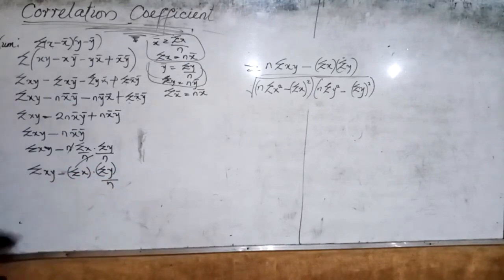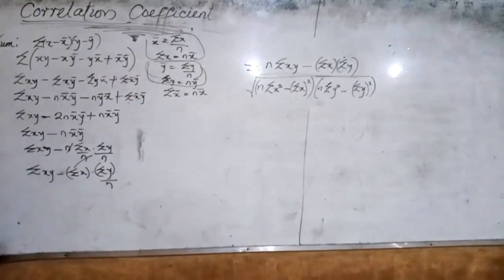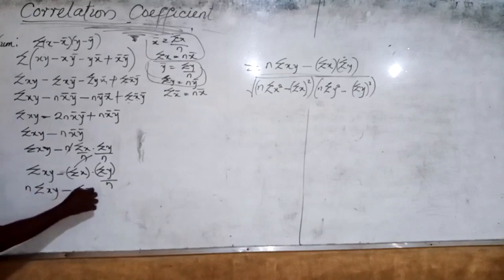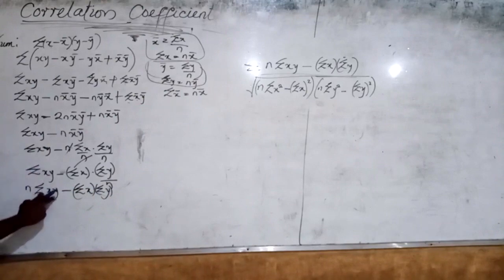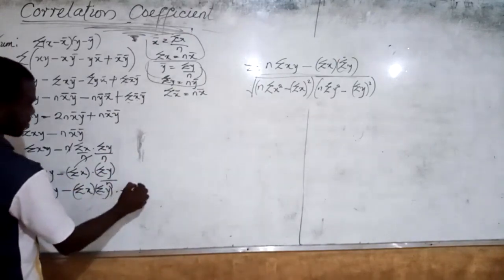So here, to make it look exactly like this form, we can multiply through by the n, so that it becomes n summation xy minus summation x dot summation y. So that if n multiplies through, this guy is going to multiply n and give us xy, and if n multiplies n, it is going to cancel n, then you're left with this. So this is the numerator.